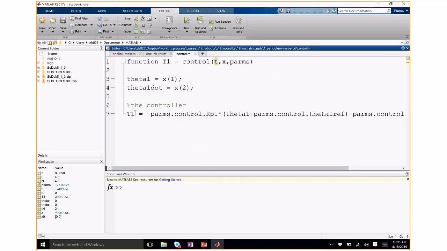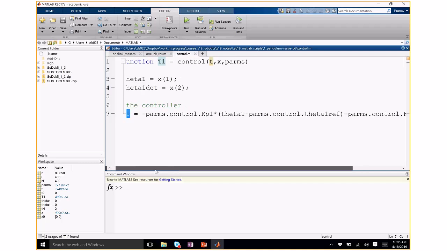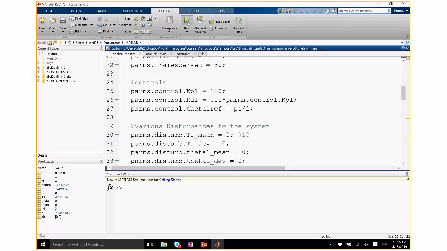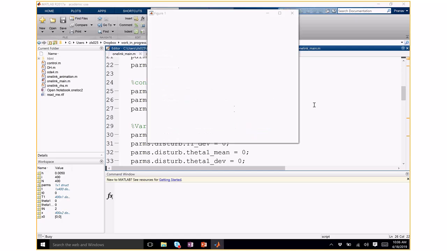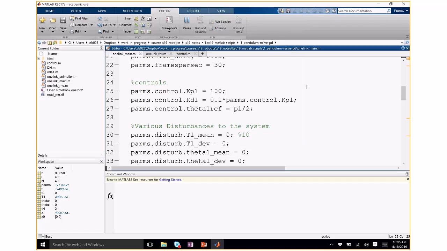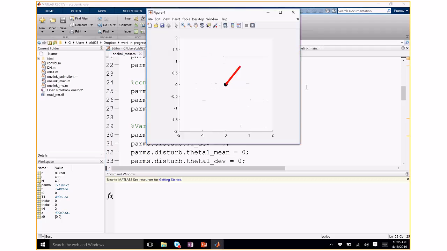Essentially the control tells what the torque should be, and that is a PD control: the proportional term times the difference between the angle and the reference, and then KD, the derivative gain, times the velocity. When we run this, it's going to do a simulation, then an animation, and then plots. From the simulation you can see it overshoots. If you didn't notice it, I'll play it again. You can see it goes past 90 degrees but overshoots and comes back. Okay, that's the animation.